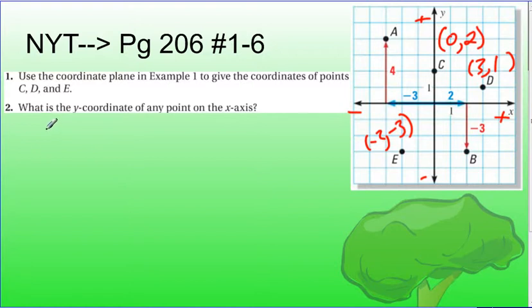Okay, number 2. What is the y-coordinate of any point on the x-axis? So any point on here, what is the y-coordinate? So if I just make up some point right there, what's the y-coordinate of that point? And the answer was the y-coordinate would be 0. Because if I was going to that point, 1, 2, 3, I'd go sideways 4, and then up and down 0. I wouldn't move up and down at all. So it's always going to have a y-coordinate of 0.